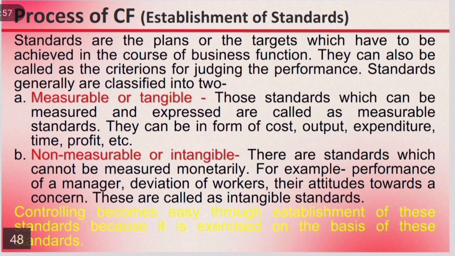Process of controlling function. Number 1, establishment of standards. Standards are the plans or the targets which have to be achieved in the course of business function. They can also be called the criterion for judging the performance. Standards generally are classified into two. Number A, measurable or tangible. These standards, which can be measured and expressed, are called measurable standards. They can be in the form of cost, output, expenditure, time, profit, etc.